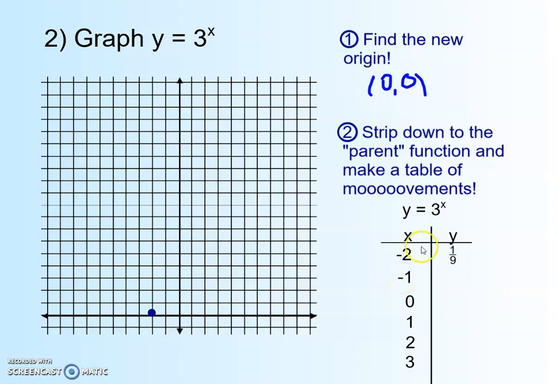When x is -1, 3 to the first is 3, but a negative exponent flips it. From my origin, I move left 1, I go up 1/3. Boom. Not much. When x is 0, we get 1. That's the point 0, 1. Move over 0, up 1. When x is 1, we get 3. Boom. When x is 2, we get 9. Notice we're growing a lot faster than we were before. When x is 3, we're off the graph.